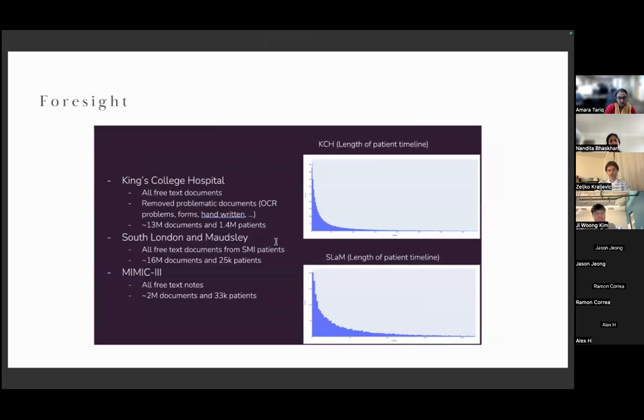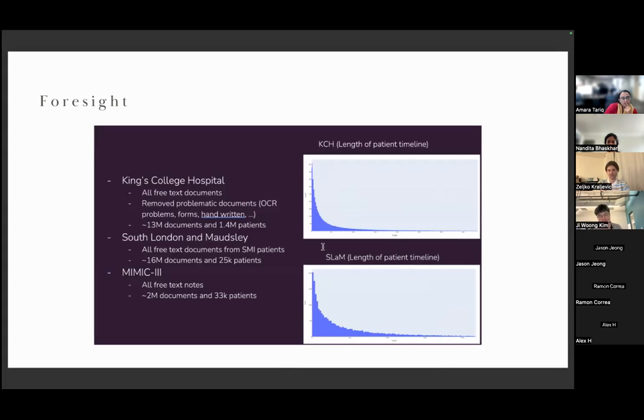We have used 3 data sets to test this model and to train it. From King's College Hospital, around 13 million documents with around 1.4 million patients. We use South London and Maudsley, which is a mental health hospital. We have used only serious mental illness patients, 16 million documents, around 25,000 patients. And we've also used MIMIC-III just to have an open source data set so that anyone can replicate our results and test if we mess up something.